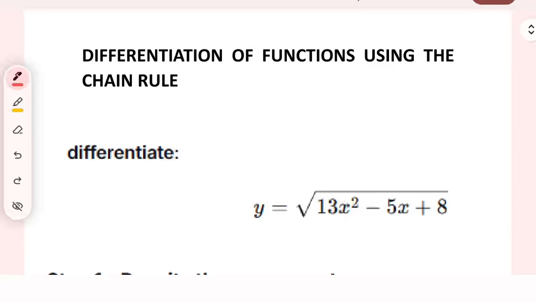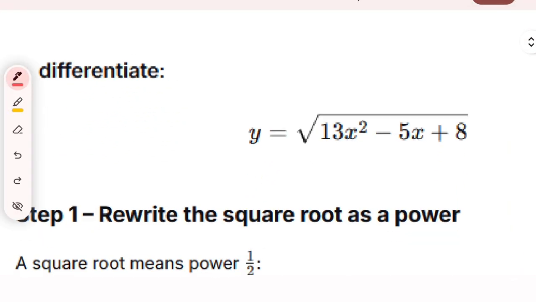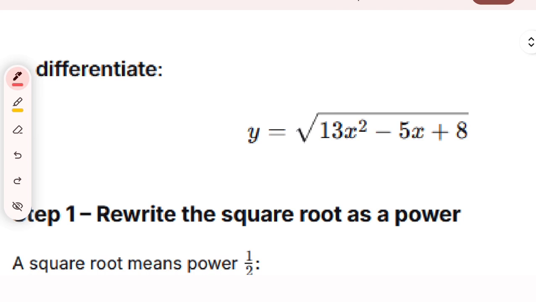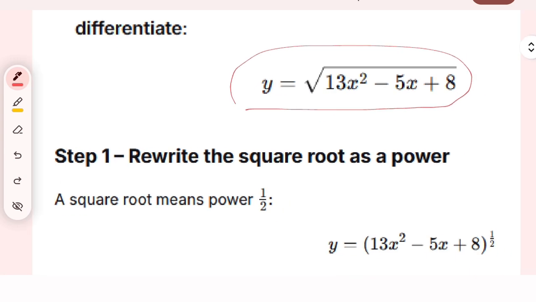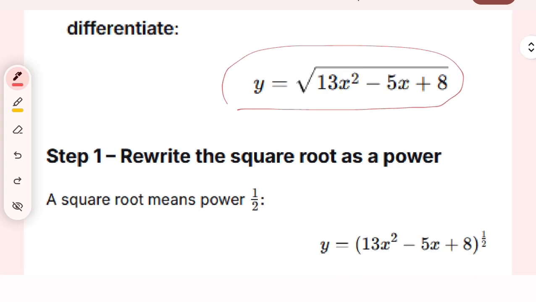So the problem is we need to differentiate y equal to the square root of 13x squared minus 5x plus 8. So this is now the function that's given. We need to differentiate this function. Before we can differentiate the function, I would recommend it.